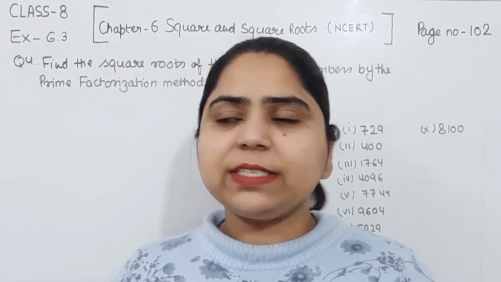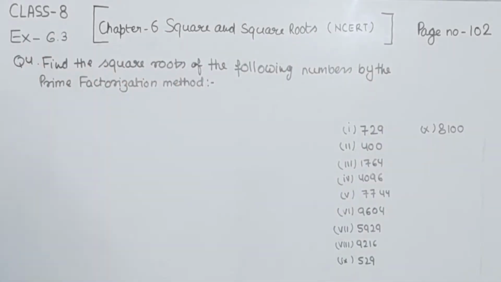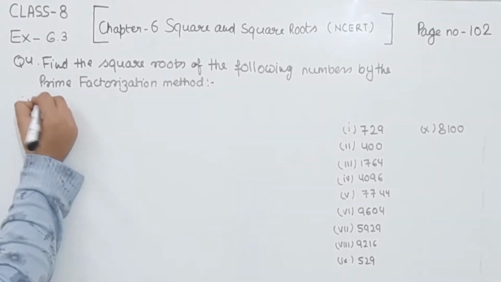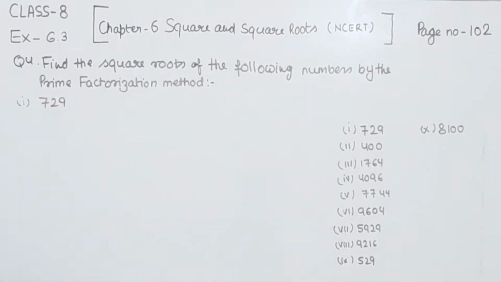Another question of exercise 6.3, page number 102, question number 4. Find the square root of the following numbers by the prime factorization method. We have 10 parts in the question. We are going to start with the first one. The first number is 729. Now we have to find the square root of the number.